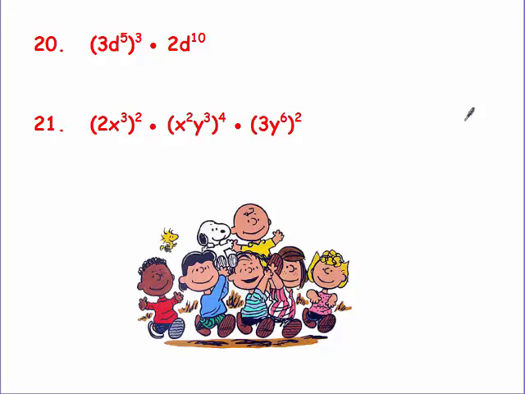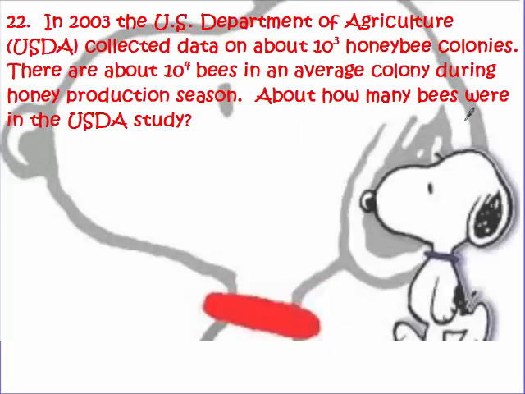Go ahead and try number 20 and number 21. Number 22. In 2003, the U.S. Department of Agriculture, USDA, collected data on about 10 to the 3rd honeybee colonies. There are about 10 to the 4th bees in an average colony during honey production season. About how many bees were in the USDA study? Go ahead and figure that out.